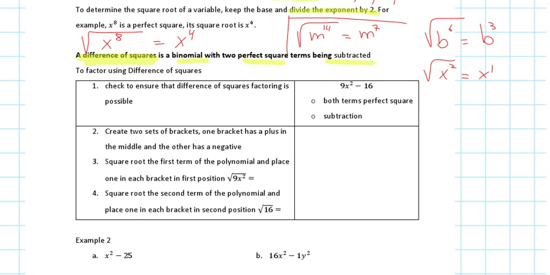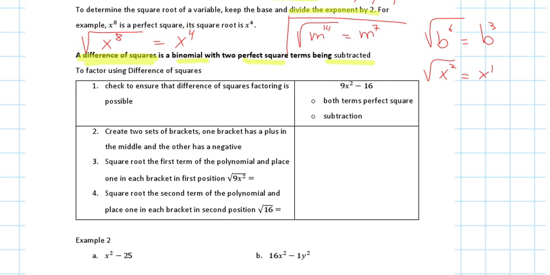Two terms, they have to be perfect squares, and you're subtracting them. Okay? So here's what you need to look at. Anytime you have a binomial, two terms, you're going to look at if they're perfect squares and there's a minus between them. Let's look at this one. I have 9x squared minus 16.